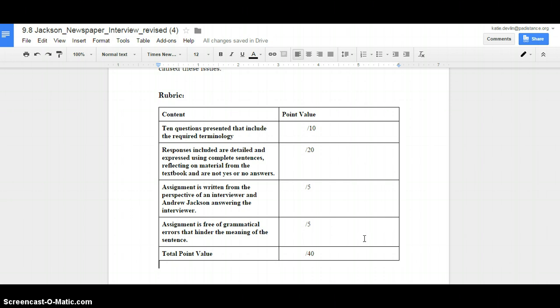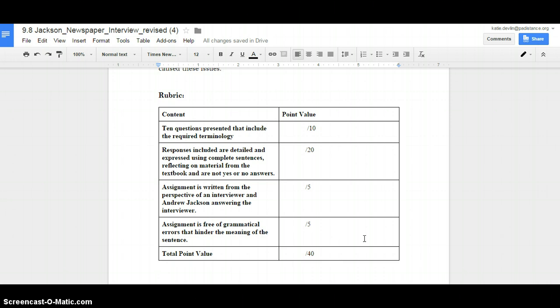Responses included are detailed and expressed using complete sentences, reflecting on material from the textbook, and are not yes or no answers. So this is worth 20 points because it is all about your content here. It's really important to me that you guys understand the importance of using your textbook in this assignment. It'll tell you everything you need to know about good old Andrew Jackson.